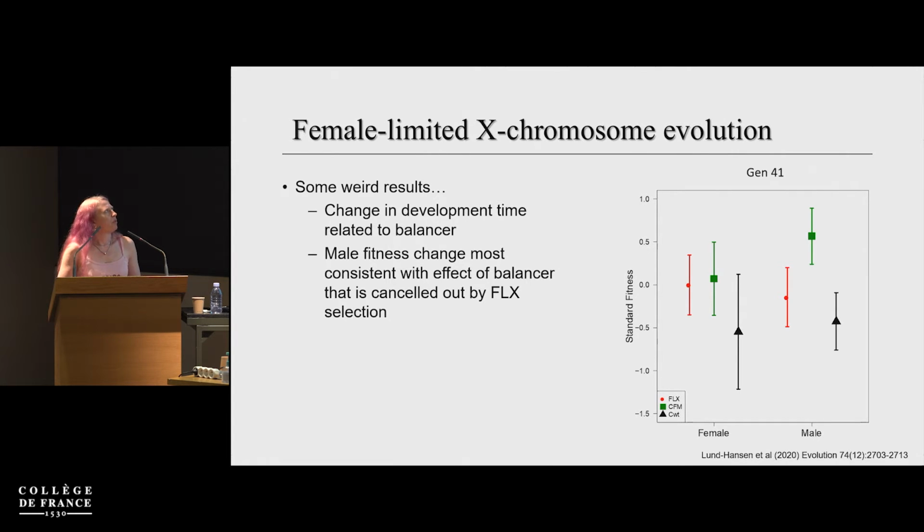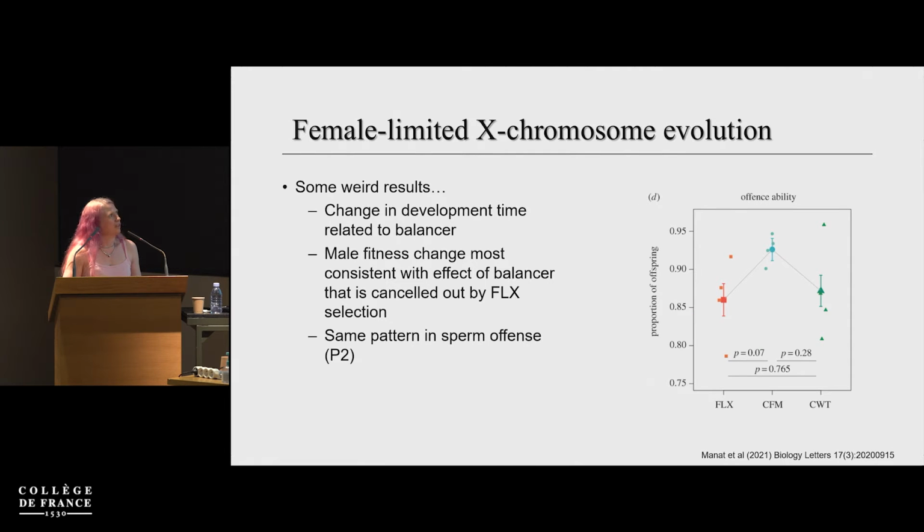When we looked at sperm competition and male fitness, we also saw some sort of effect that looked more like an effect of the balancer being canceled out. So here we have male fitness in the wild type, male fitness in the FLX, and they're very similar. And then it seems like the ones with the balancer that are evolved under the presence of the balancer are actually doing better. And when you look at sperm competitive ability, you see the same thing, sperm offense. So that was really strange.